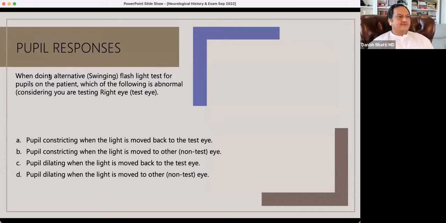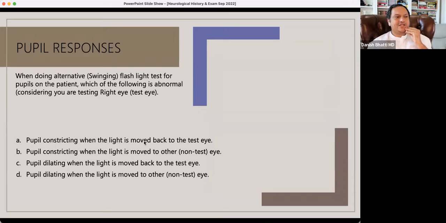So, pupil response, when doing an alternating swinging flashlight test, where you flash a light in one eye, swing it to the other eye, then swing it back to the same eye, then swing it to the other eye. When you're doing this swinging flashlight test on the patient, which of the following is abnormal, considering that you're testing the right eye? You start with the right eye, and swing to the left, then back to the right, then back to the left, then back to the right. Which of the following patterns will be abnormal?